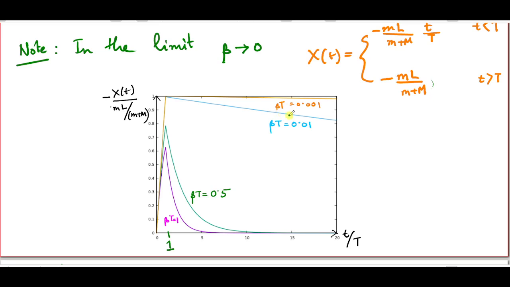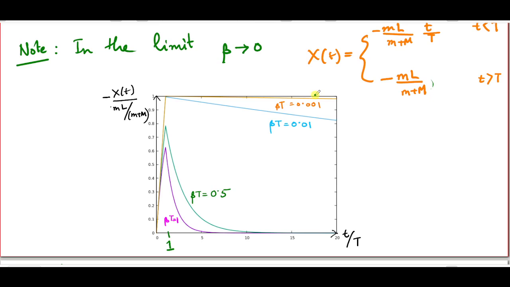Notice the same thing can be said if beta T is taken to be even smaller, at 0.001. Here, the value that is reached at small t equals capital T is actually almost exactly minus mL by m plus M. After that, the displacement decays, but does so very, very slowly. There's the orange line on top, which is almost horizontal.